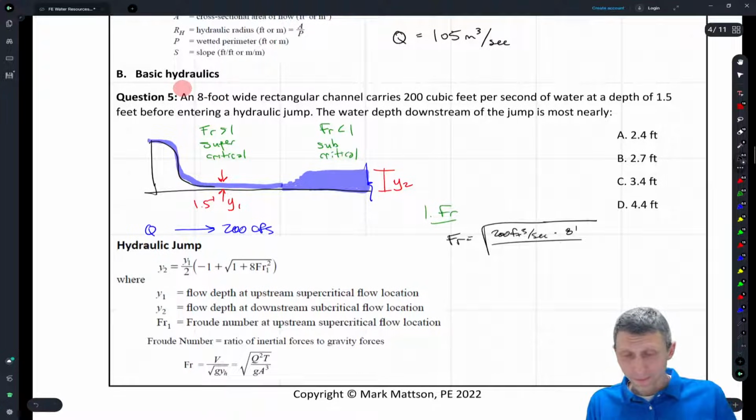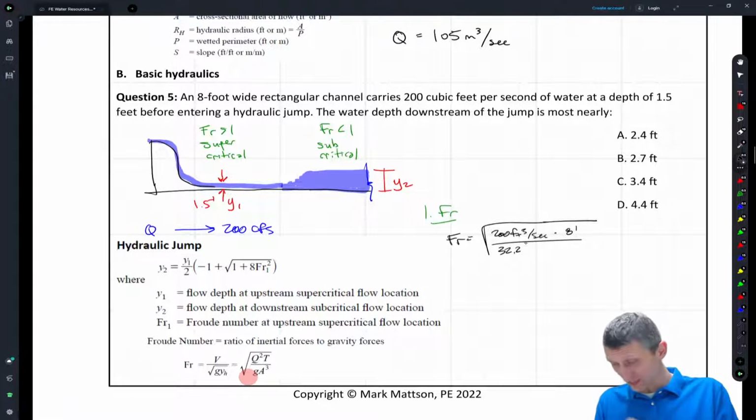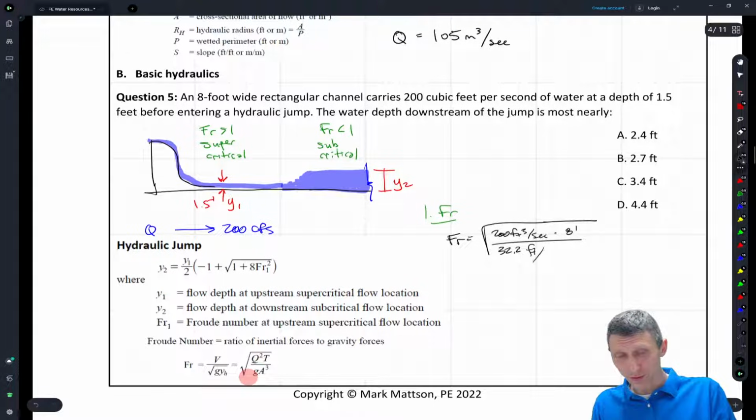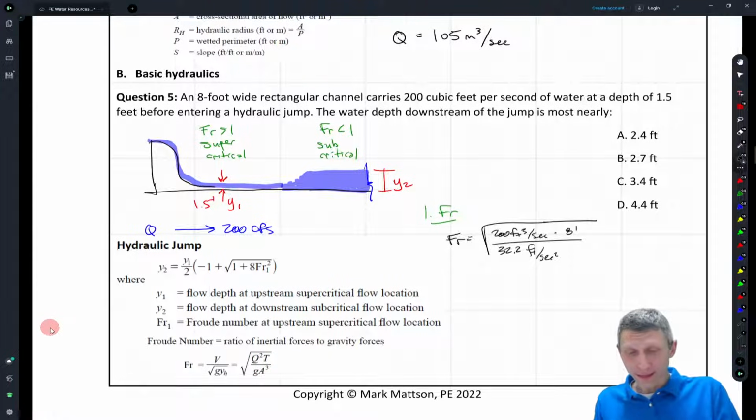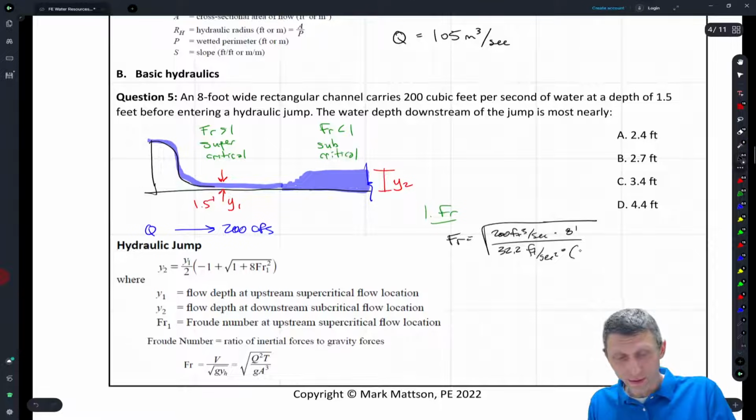divided by, what do we have? We have G. So G for English units is 32.2 feet per second squared. Okay, so if you don't know that number, you probably need to memorize it. It's like 9.81 meters per second squared for metric. Okay, and then what's next? We have times the area cubed. So upstream, the area is going to be 8 feet times 1.5 feet. And we have to cube that.